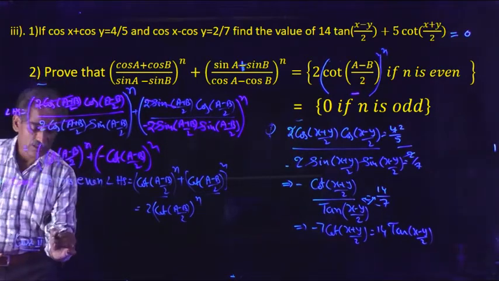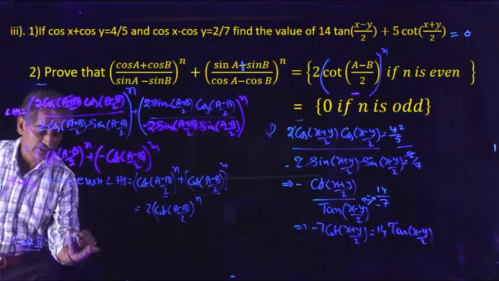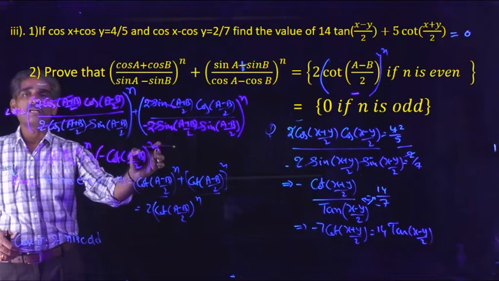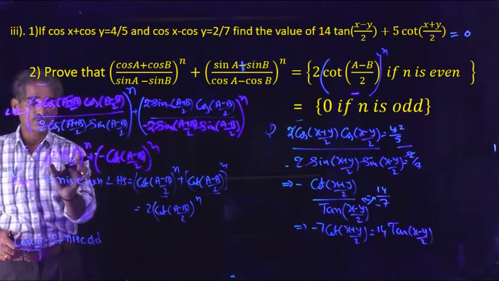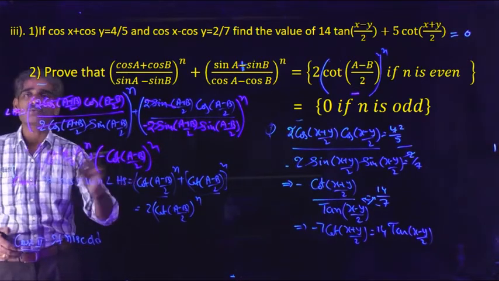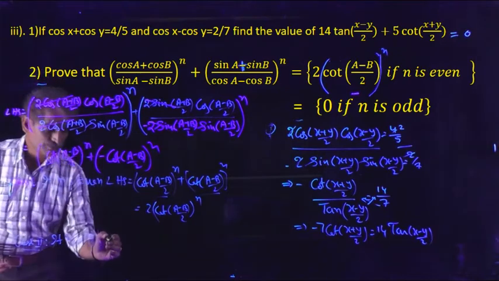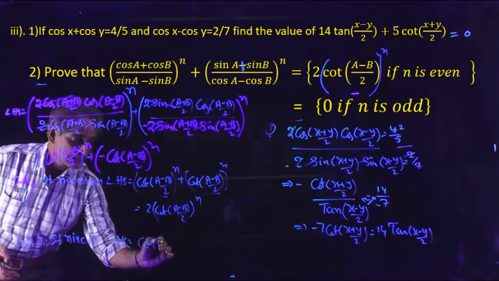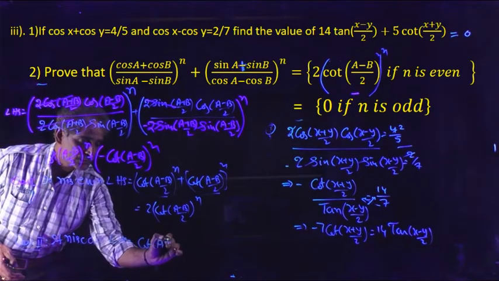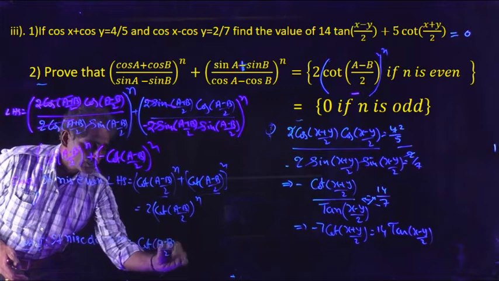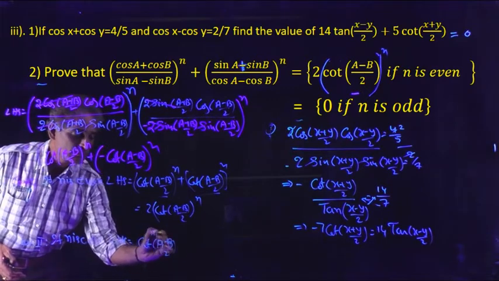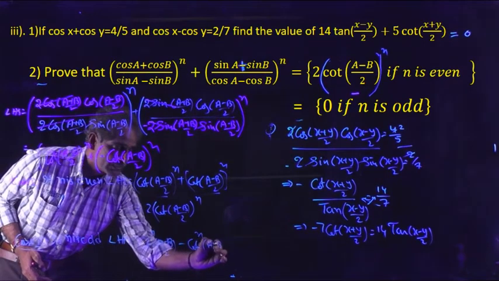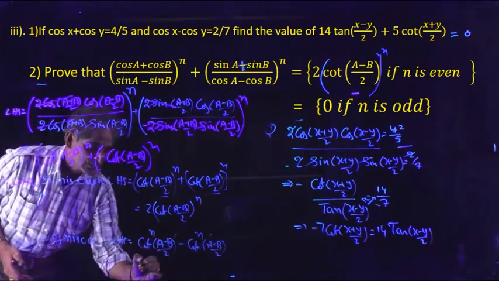If n is odd, what will happen? Minus 1 power an odd number is equal to minus 1. So this is a positive term, and minus of the same term, so they will cancel, that is 0. This implies the LHS becomes cot of (a minus b)/2 whole power n minus cot of (a minus b) whole power n, so that is equal to 0.